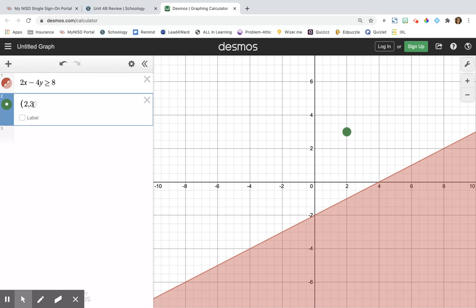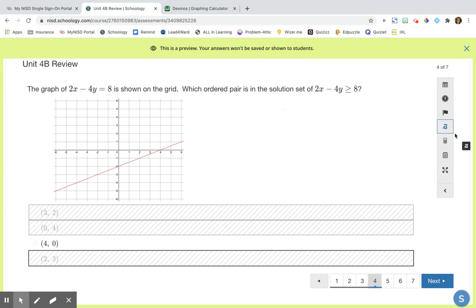Nope, it's in the white part. So we were right. The answer is going to be C. So let's select that one and keep going.